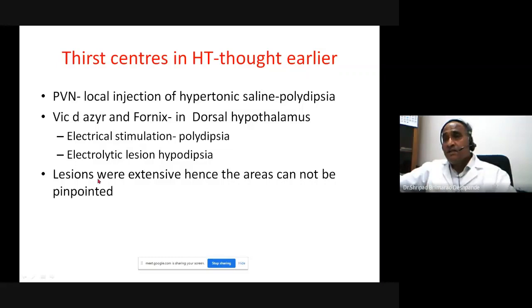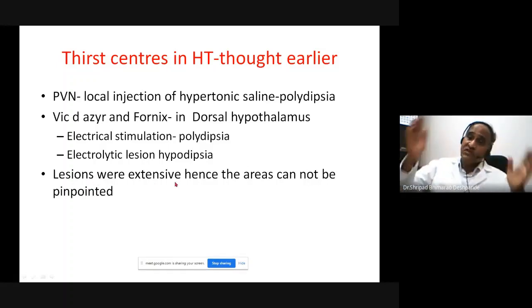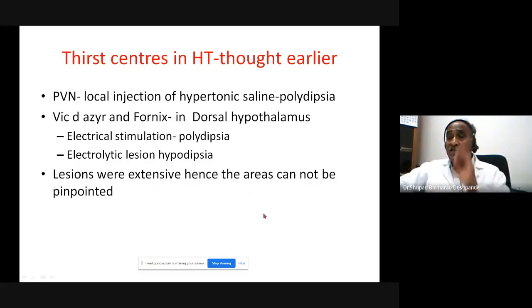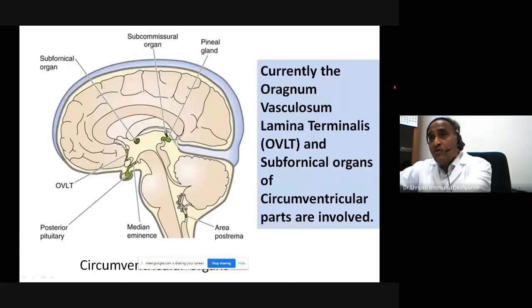However, when people examined these old experiments, the lesions produced or the stimulation produced were extensive or broad, so that we cannot pinpoint, because if you are trying to look at only the fornix area, it is stimulating the surrounding area. The hypothalamus is a small area, and when you are trying to stimulate, maybe you cannot isolate the neighboring areas. It's extremely difficult. So now we cannot pinpoint the particular areas. Now we know these areas precisely nowadays.